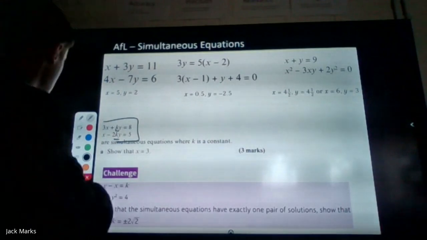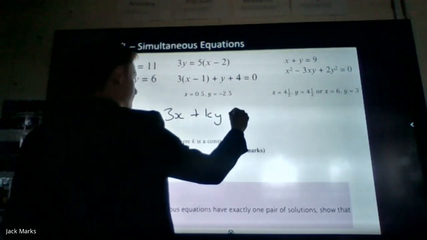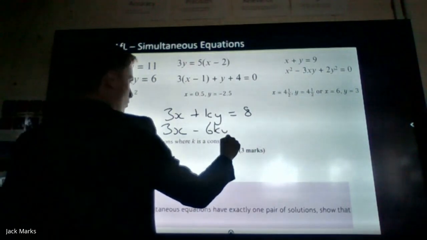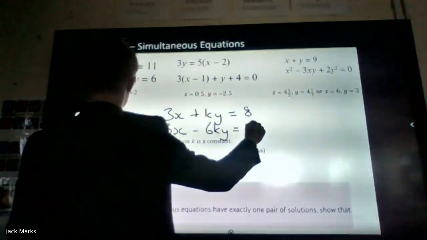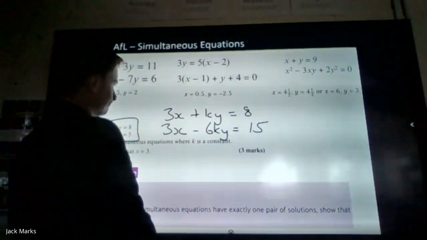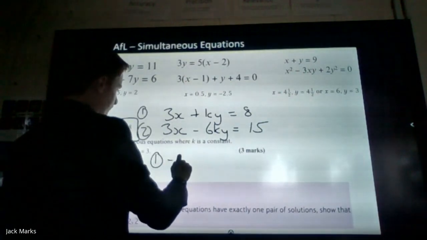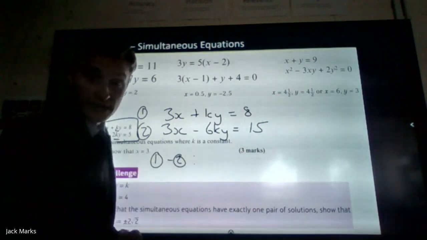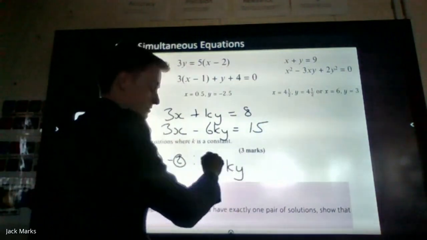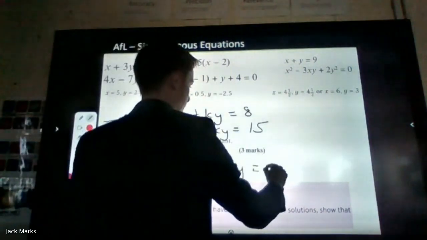I will multiply the bottom one by 3, so I'll have 3x plus ky equals 8 still. The bottom one will become 3x minus 6ky equals, what do I multiply by 3? So that's 15. Okay, these are going to eliminate. So I'm going to do, what should we do? 1 minus 2. 3x, take away 3x, is gone. ky minus 6ky is 7ky. Please watch out for the double negatives with elimination. And then I have 8 minus 15, which is minus 7.